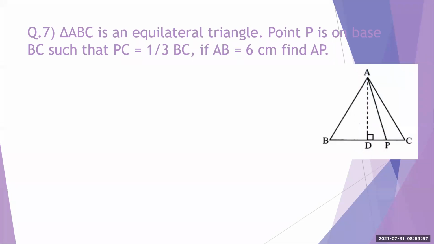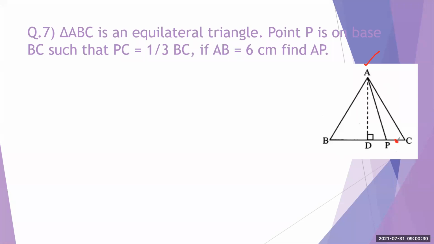So first, let's look at this diagram. What is given here? Equilateral triangle. So this ABC is your equilateral triangle. Next is what? Point P is on the base. This point P is on the base. Okay, point P is on the base such that PC is equal to 1/3 of BC.